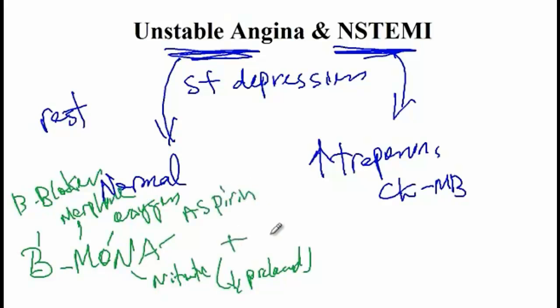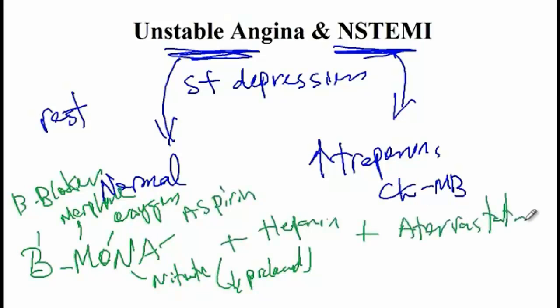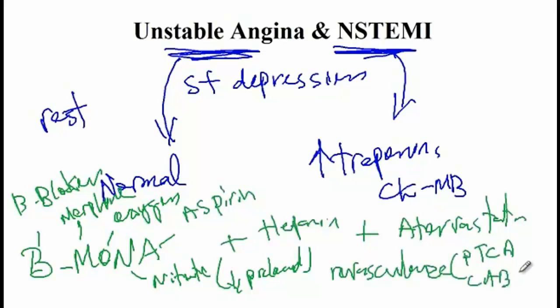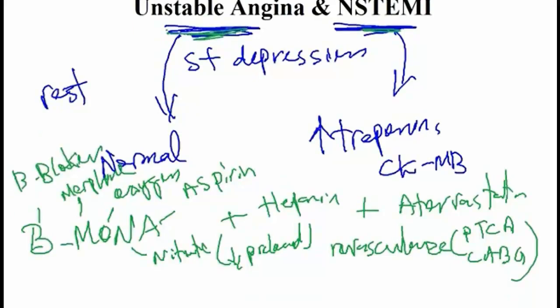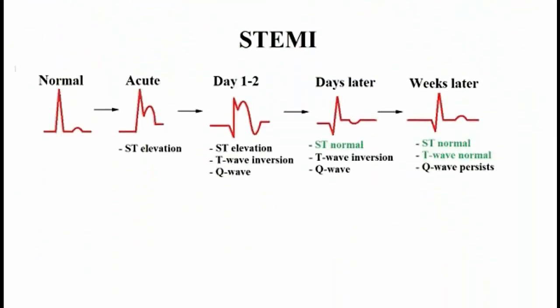Other medications that you should provide them include heparin, atorvastatin, and then you will have to revascularize these patients with either the PTCA or CABG. So just keep that in mind, that in patients with unstable angina or NSTEMI, you do not use the thrombolytic medications. The next condition is STEMI, or ST elevation myocardial infarction.